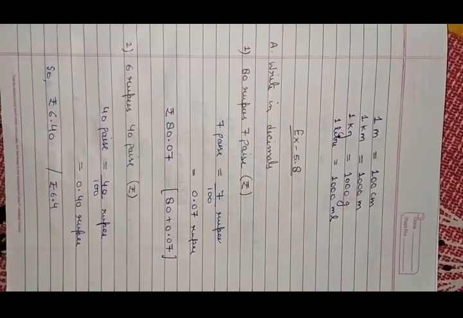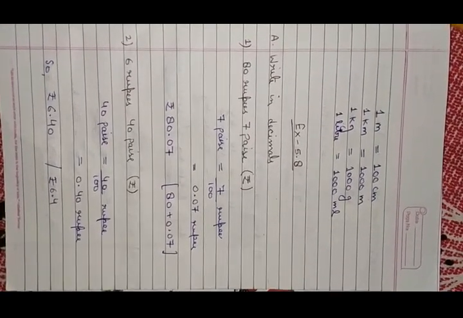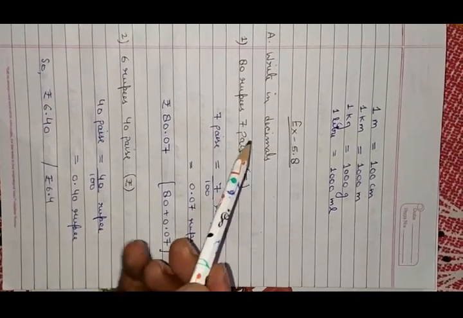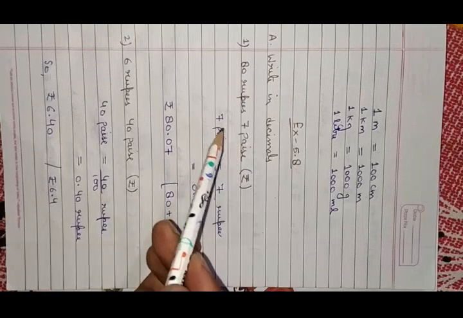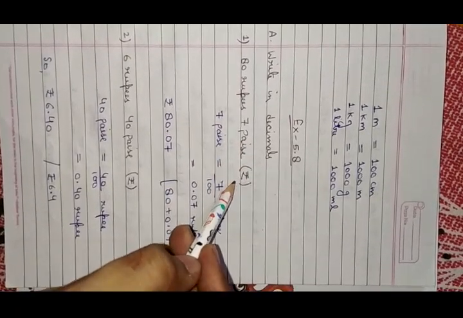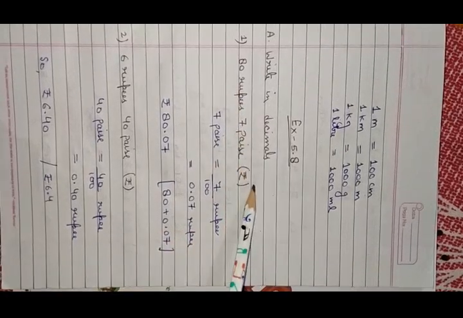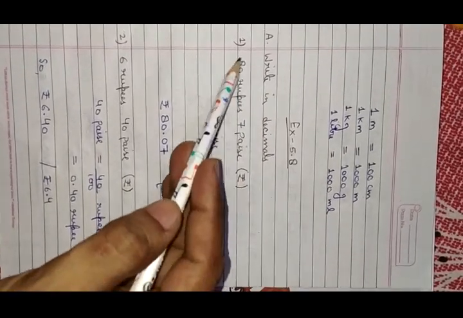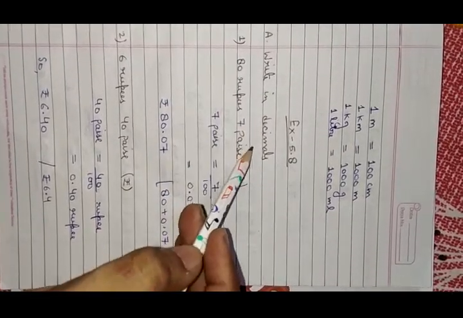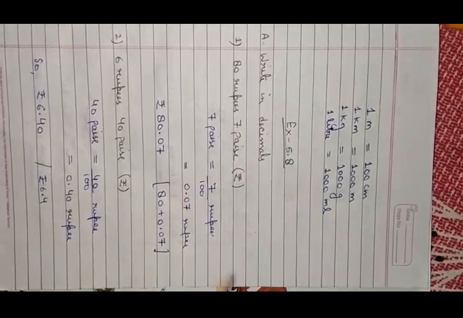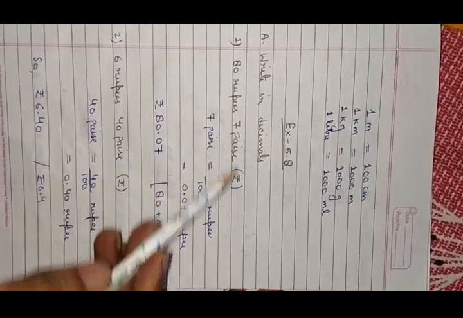Okay, in exercise 5.8 write in decimal in the units within brackets. Okay, we have to write this in decimal in which unit? Rupees. So first question is 80 rupees 7 paise. 80 rupees is already in rupees, so we have to only convert 7 paisa into rupees. How to convert paisa into rupees?